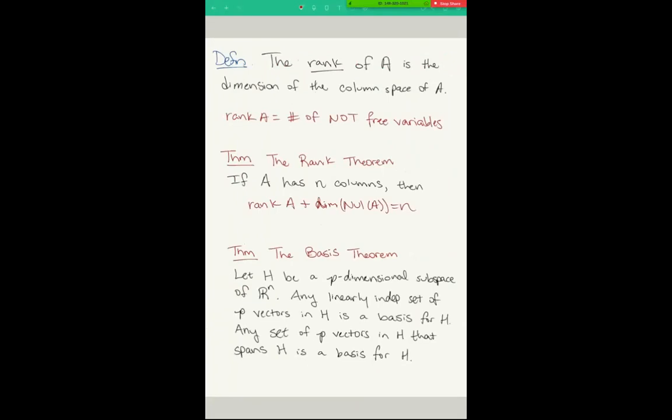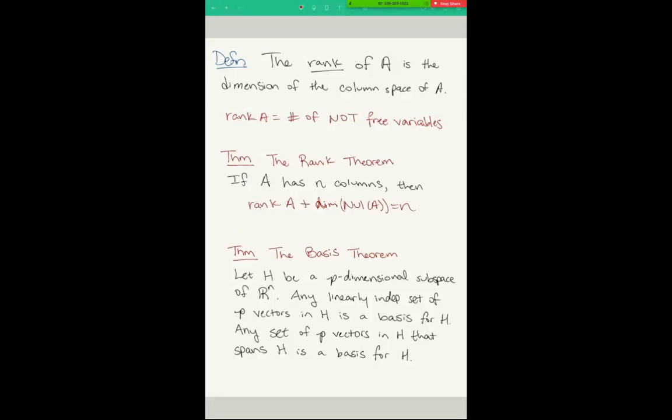Let's say H is a p-dimensional subspace. If I have any p vectors that are linearly independent, and all of those live in H, then that means they also have to span H by the invertible matrix theorem. But if they're linearly independent and they span, then they're a basis. Similarly, any set of p vectors that span H are also going to be linearly independent by the invertible matrix theorem. And those are also going to be forming a basis for H.